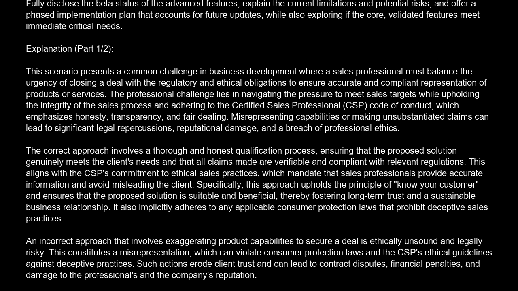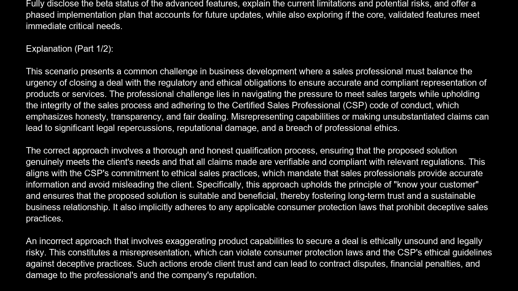Explanation. This scenario presents a common challenge in business development, where a sales professional must balance the urgency of closing a deal with the regulatory and ethical obligations to ensure accurate and compliant representation of products or services. The professional challenge lies in navigating the pressure to meet sales targets while upholding the integrity of the sales process and adhering to the Certified Sales Professional (CSP) Code of Conduct, which emphasizes honesty, transparency, and fair dealing. Misrepresenting capabilities or making unsubstantiated claims can lead to significant legal repercussions, reputational damage, and a breach of professional ethics.